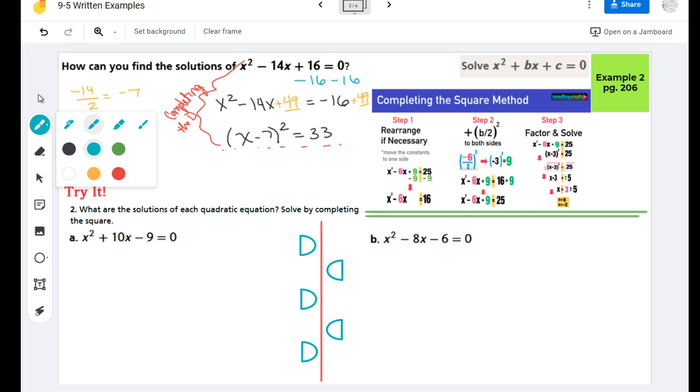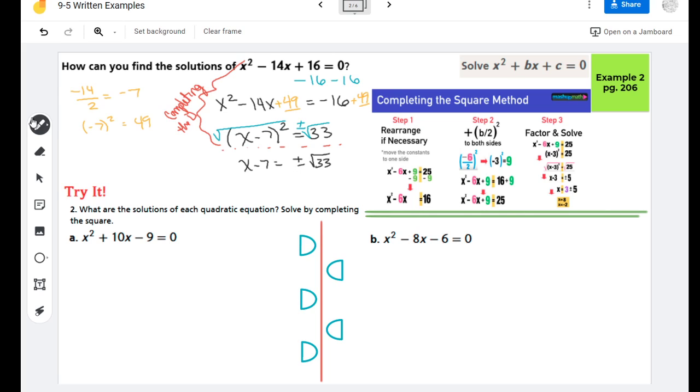Now to solve this, the first thing we have to do is break apart these parentheses by taking the square root. And don't forget, whenever you take a square root, you need to put a plus or a minus. Now the square root of 33, 33 is 3 times 11. So there aren't any pairs for me to pull out of that radical, so it just stays as the square root of 33.